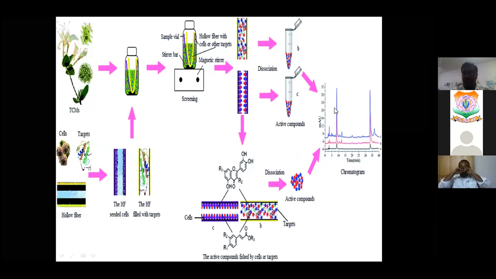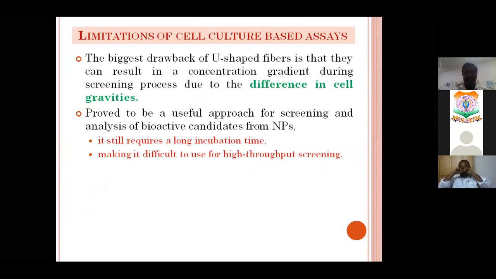You will come to know the structure, and also the mechanism of action of the particular compound, by using hollow fiber cell technology. What is the limitation of this assay? The biggest drawback is cell gradient. During the screening process, the cells have different gravities and the concentration may vary. At the same time, overall, the cell culture based assay requires a long incubation time, and it may be difficult for high throughput screening. This is about the cell culture based assay.